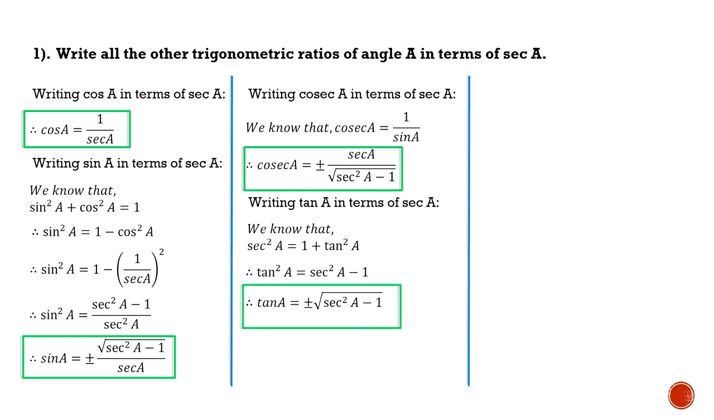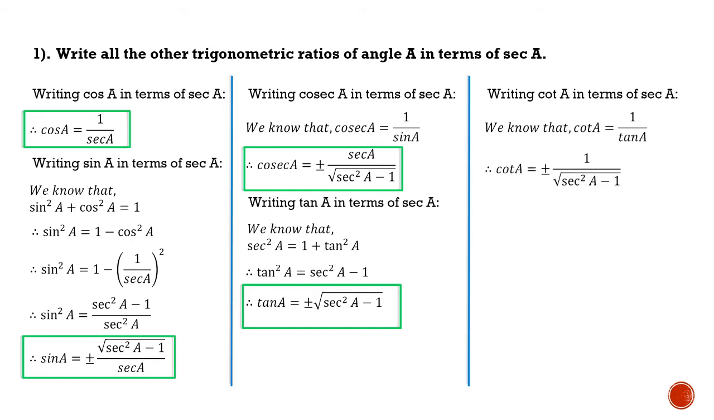And cot will be once again the reciprocal of tan. So we can simply write it down as plus or minus 1 divided by the square root of sec square A minus 1. That's it. So this is how we calculated all the identities in terms of sec A.